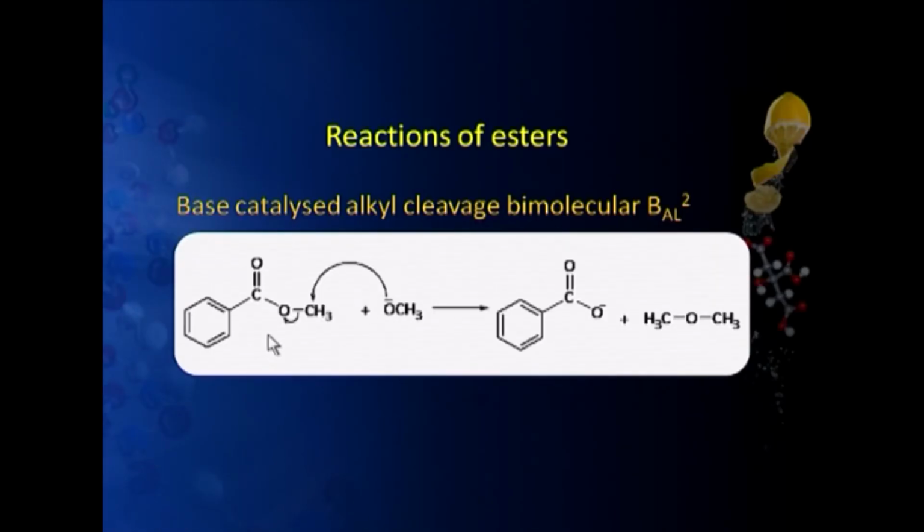Then another mechanism for which we have few examples is base catalyzed, again involving alkyl cleavage and is bimolecular. This reaction is generally observed in such cases where the base is very strong and our ester is such that it is causing some steric hindrance on this carbon, that is, on this side bulky groups are there. So, now this alkoxide group instead of attacking this carbon can also attack this carbon and this bond cleaves and this group is lost. So, this benzoate ion is lost here and we get ether.